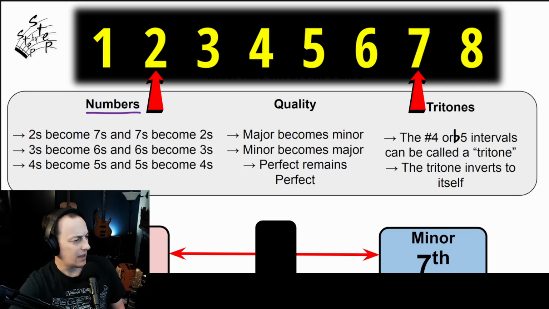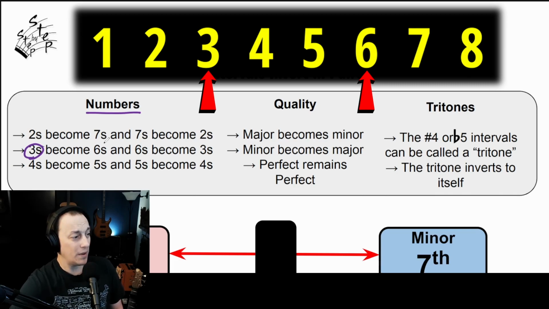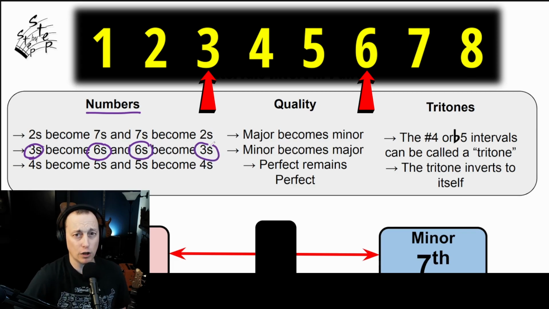Any 3 will become some kind of 6. So 3s become 6s. And the opposite is still true. Oh, this is so easy. I love this. And again, we're closing in on the octave.